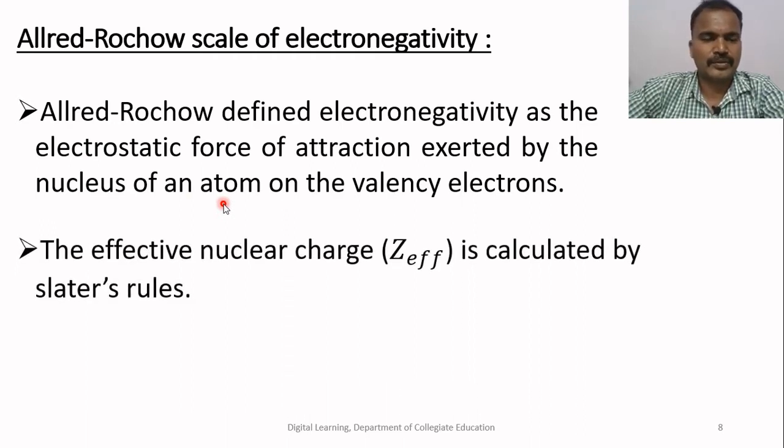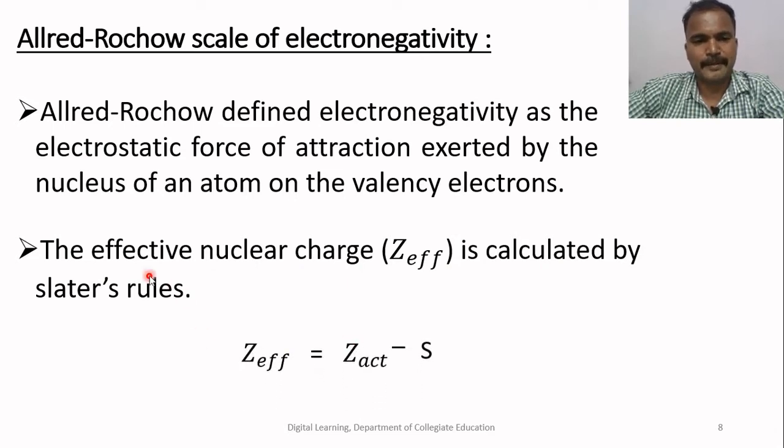The effective nuclear charge of an atom can be calculated by Slater's rule. So it is mathematically represented like this. The effective nuclear charge of an atom will be equal to the actual nuclear charge of an atom minus the shielding constant or screening constant. The actual nuclear charge of an atom is equal to the atomic number.